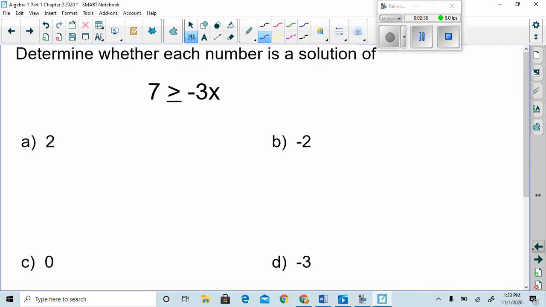Now let's look at determining whether a given number is a solution to the inequality. We'll do what we've done before with equations. We'll substitute in the given value. If x were equal to 2, this says that 7 is greater than or equal to -3 times x. I'm replacing x with 2. I then have a statement that says that 7 is greater than or equal to -6, and that's a true statement, so 2 is a solution.